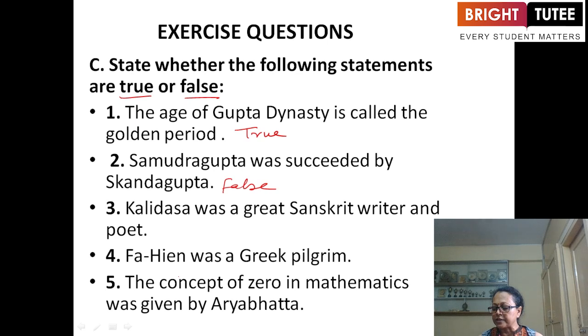Kalidas was a great Sanskrit writer and poet. It's true. Fahian was a Greek pilgrim. False. He was a Chinese. The concept of zero in mathematics was given by Aryabhatta. It is true.